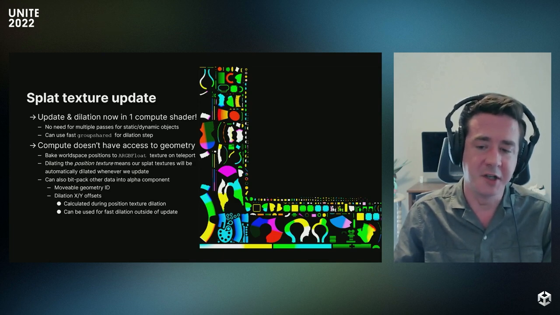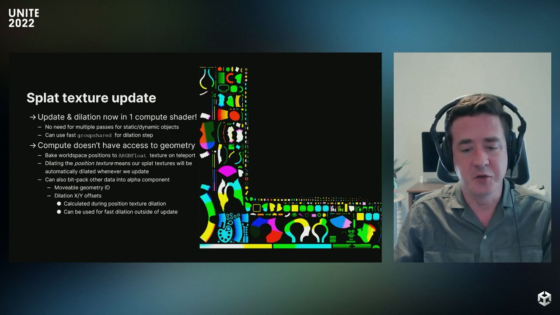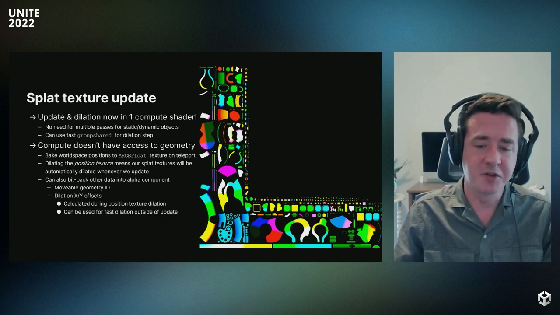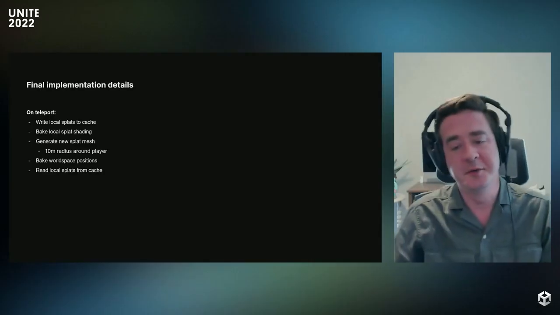And we have an extra channel here. So we're using RGB for the XYZ of the world space, but then we still have an alpha component left. And so for that, we also pack some more data in there. We store things like the movable geometry ID, which is used for doing the splat culling for movable objects. And we also store the dilation XY offsets there as well, so that if we ever need to dilate some textures outside of the compute shader, we have access to that and can do that with 2 texture reads instead of multiple passes.